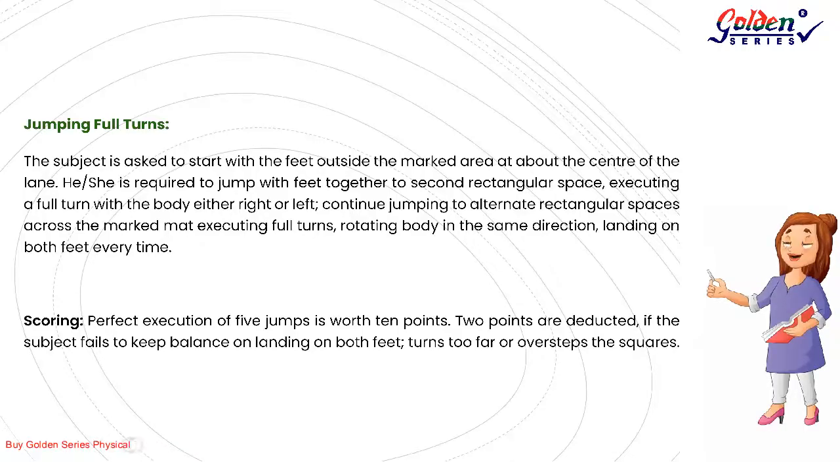Jumping full turns. The subject is asked to start with the feet outside the marked area at about the center of the lane. She is required to jump with feet together to the second rectangular space, executing a full turn with the body either right or left. Continue jumping to alternate rectangular spaces across the marked mat executing full turns, rotating the body in the same direction, landing on both feet every time. Scoring: perfect execution of 5 jumps is worth 10 points. 2 points are deducted if the subject fails to keep balance on landing on both feet, turns too far or oversteps the squares.